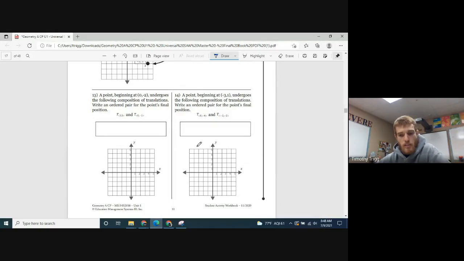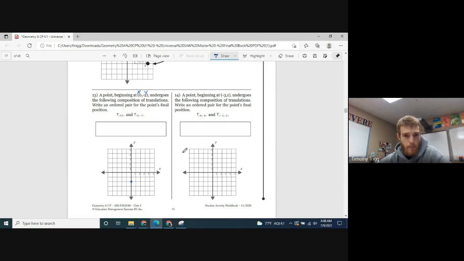We're going to translate some points here now. So for number 13, it says a point beginning at 0, negative 2. So the first thing I'm going to do is plot that point, 0, negative 2. Well, that's right here. Notice this is the x coordinate and this is the y coordinate. So you have nowhere left and right, and then you go down 2, so that's where our point is. Okay. I want to draw it more circular, more small too.